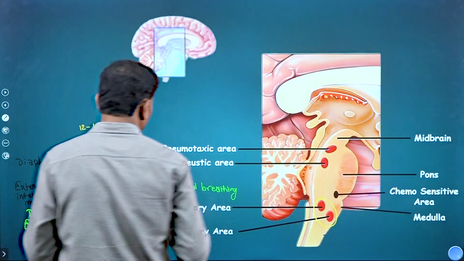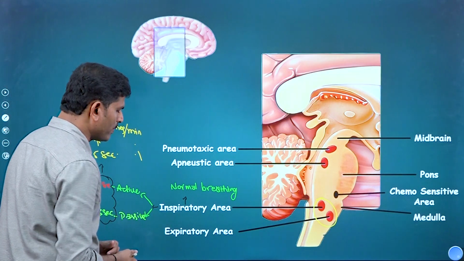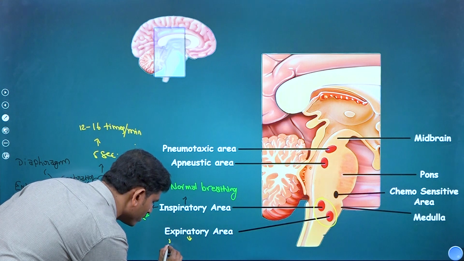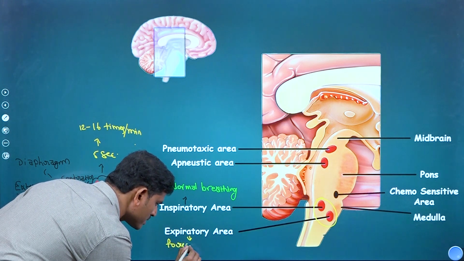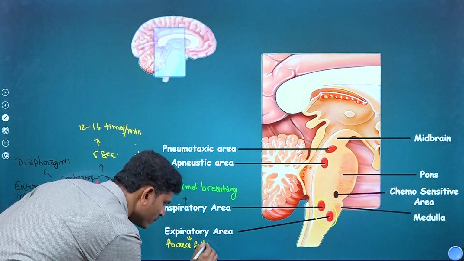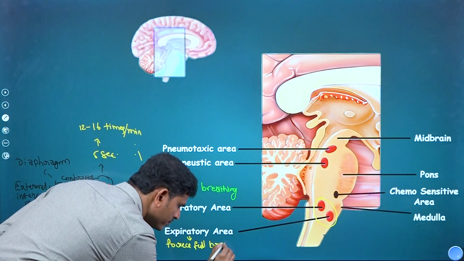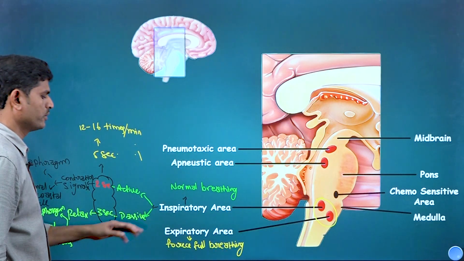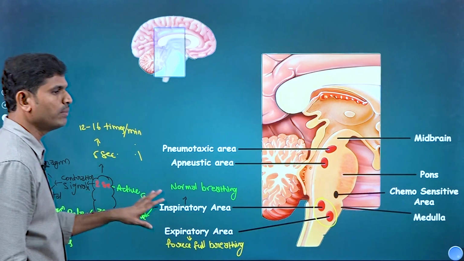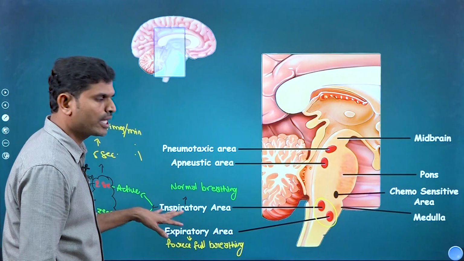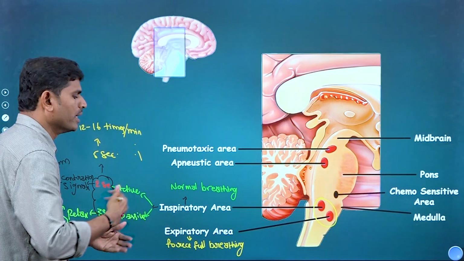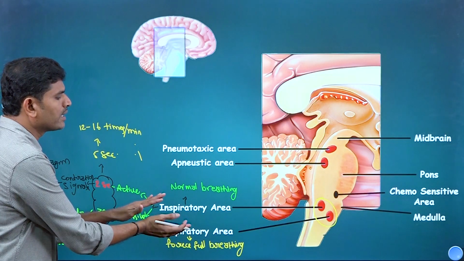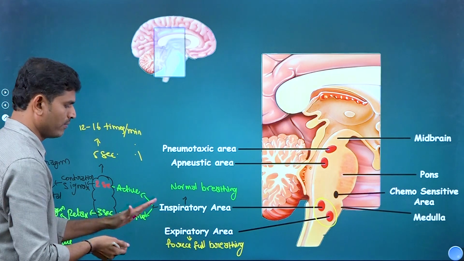But what is the function of the inspiratory area? And what is the function of the expiratory area? The expiratory area controls the forceful process, the forceful breathing. Okay, so this is the function of the expiratory area: it controls the forceful breathing, that is the inhalation and exhalation. So this is the respiratory rhythmicity area and its functions.